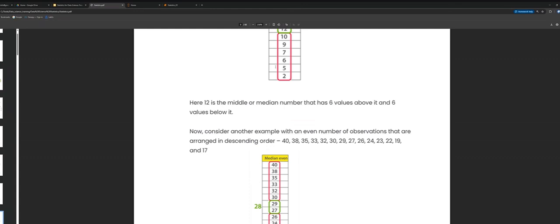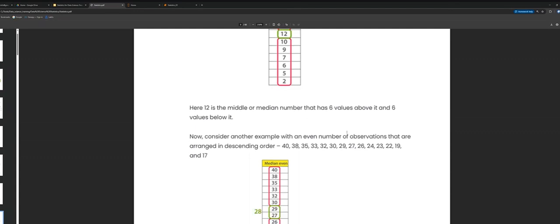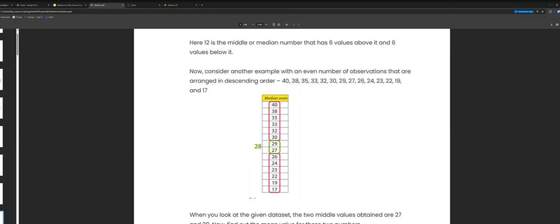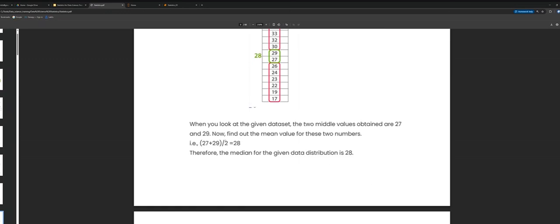Now it can be one number or two numbers also. This is the example. It could be two numbers. Same thing, you arrange the numbers, and then you get two numbers. When you get two numbers, you take 27 plus 20 and divide the sum by two. Whatever number you get, that's your median. So for the given data distribution it is 28.